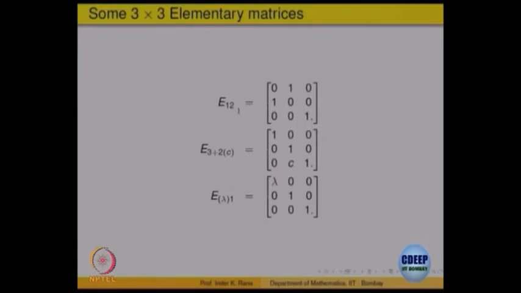So, this is E12. Similarly, E3 of 3 plus 2 C means what? In the third row, add 2 times the second row multiplied by C. So, when the second row is multiplied by C and added here, this was 0 earlier, so now it becomes C here, right. So, that is E lambda 1, that means what? E lambda 1 means multiplying the first row by the scalar lambda. So, these are illustrations of the 3 elementary matrices, right.